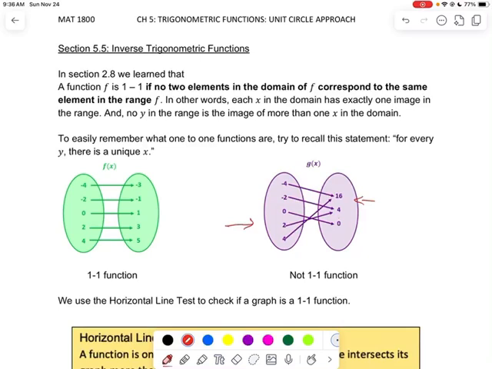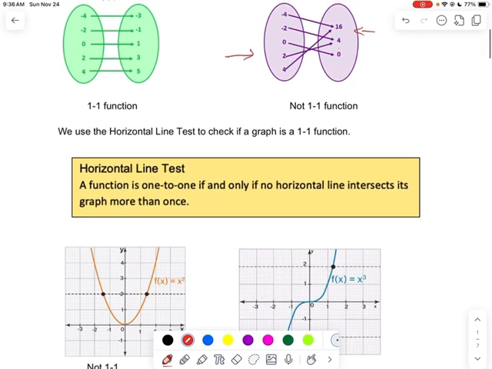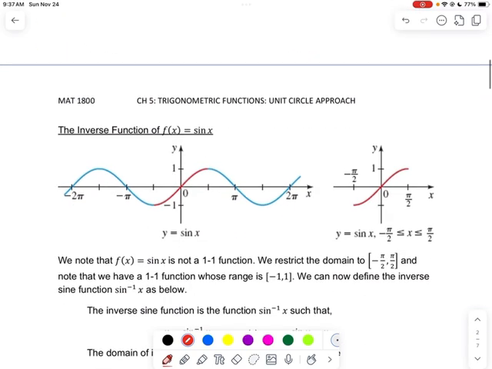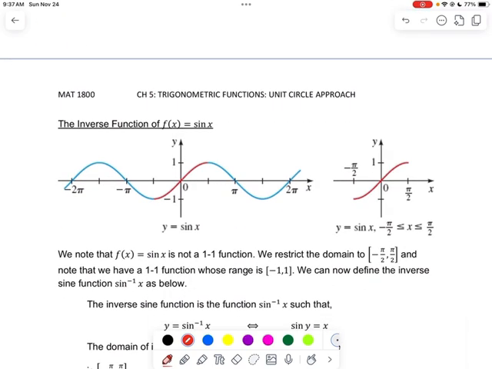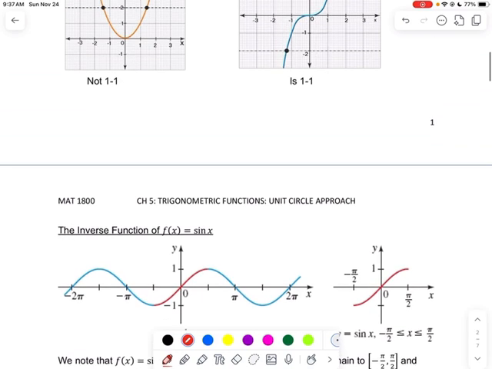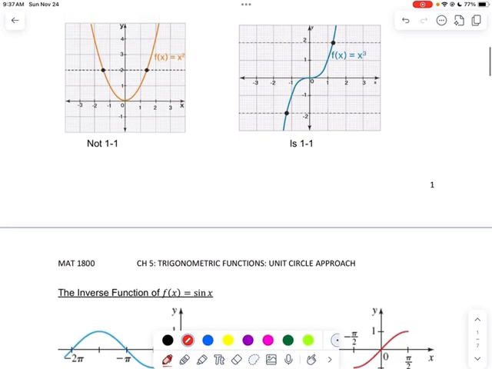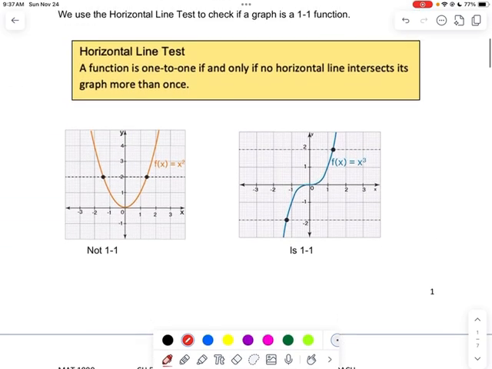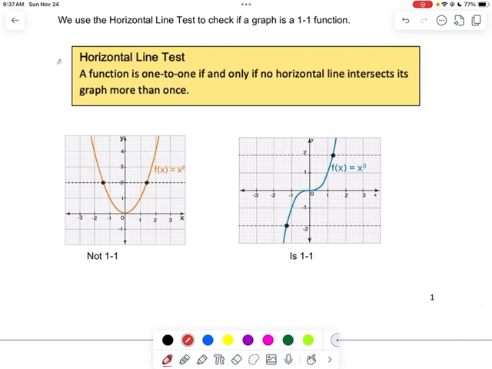Hi. So section 5.5, I talked about it a little bit. Remember we introduced inverse functions, inverse trig functions, and in order to define an inverse function of a given function, one condition must be met by the function whose inverse we are taking: it must be a one-to-one function. What does it mean to be a one-to-one function?